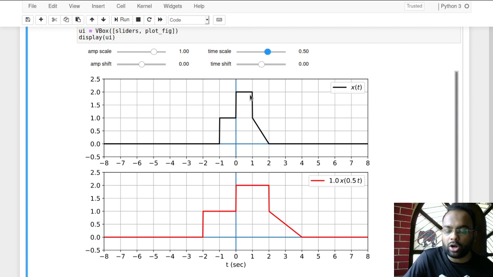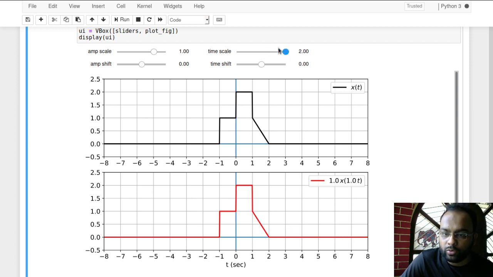So x of half t. So the signal just got the time actually got enlarged by a factor of 2, right? So time expansion with a factor of 2, right? So whatever happened here at t equal to 2 is now happening at t equal to 4. Whatever happened at t equal to 1 is now happening at t equal to 2. Whatever happened at t equal to minus 1 is now happening at t equal to minus 2. But whatever happened at t equal to 0 stayed at t equal to 0. Right?